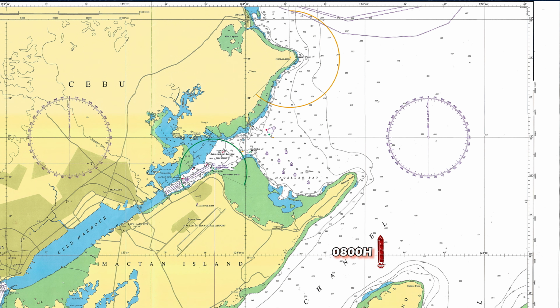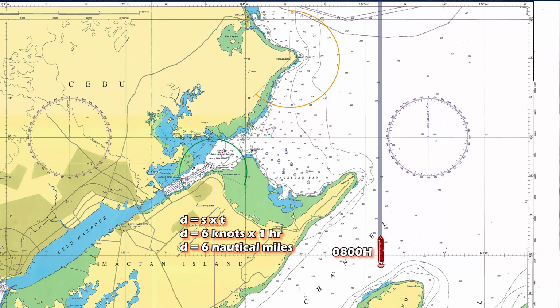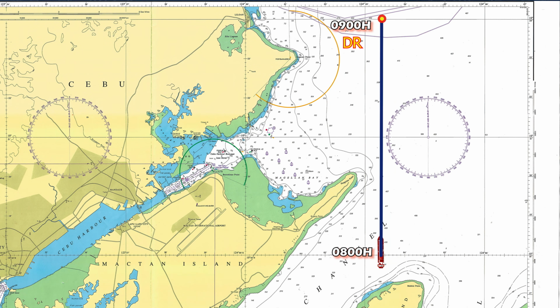At 0800 hours, your vessel is traveling on a course of 000 degrees true at a speed of 6 knots. Using the formula distance equals speed multiplied by time, the distance from the initial position will be 6 nautical miles. This will be your dead reckoning position at 0900 hours. Due to the effect of the current, your actual position will be to the right of your DR position. This is your estimated position, or EP.